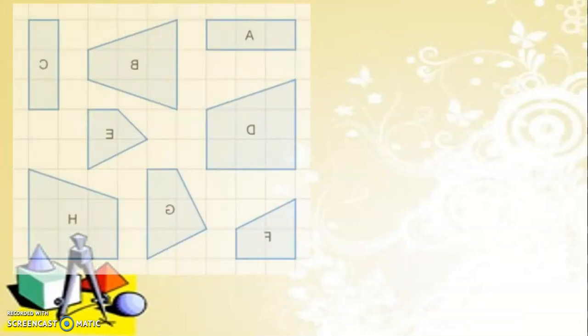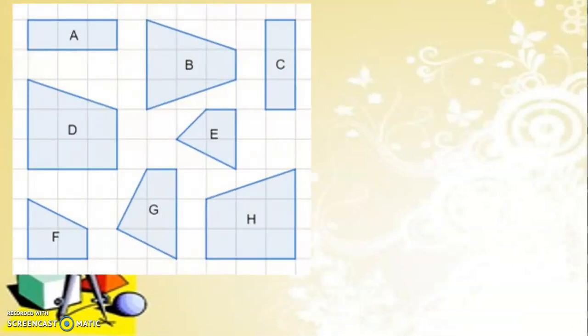Next, look at this figure. Which two shapes are congruent to each other? A and C are congruent to each other. Which other ones are congruent to each other? D and H are congruent to each other. So shapes A and C are congruent, and D and H are also congruent.